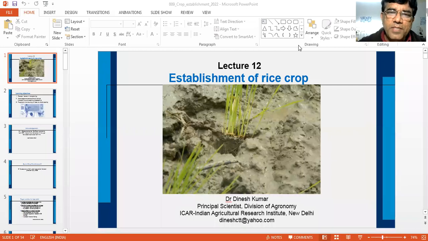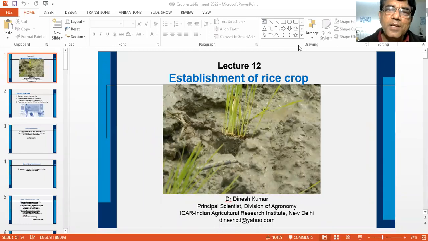And just now you have seen the nursery, how nursery methods of preparing rice nursery. Now you have prepared the nursery and then how to transplant it. So besides transplanting, there may be some other methods of establishment. So one method is transplanting, other is direct seeding.